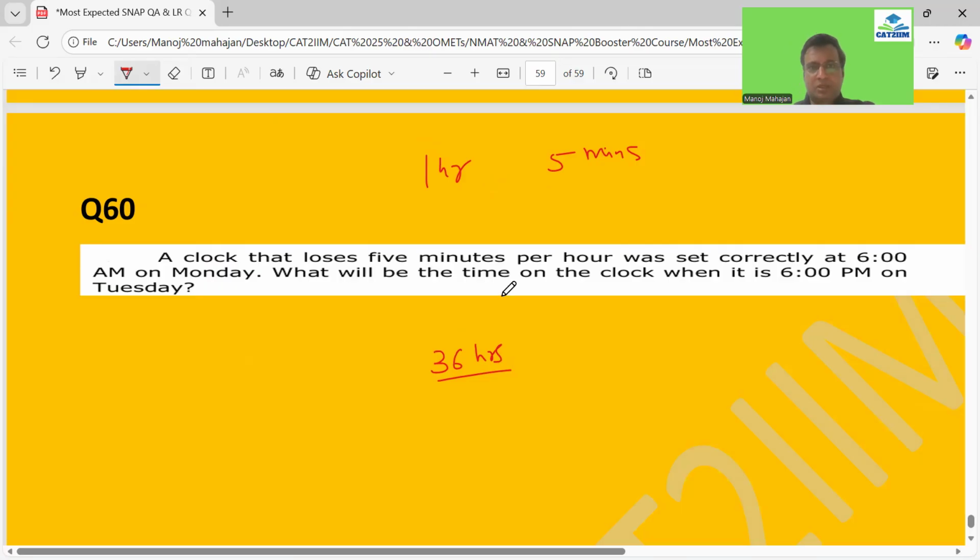Yep. So in 36 hours, it is going to lose how much? 36 into 5, that would be 180 minutes or 3 hours, I can say, right? So instead of 6 p.m., it should have been 3 p.m., 3 less if I do it. So we have to see the choices for sure.